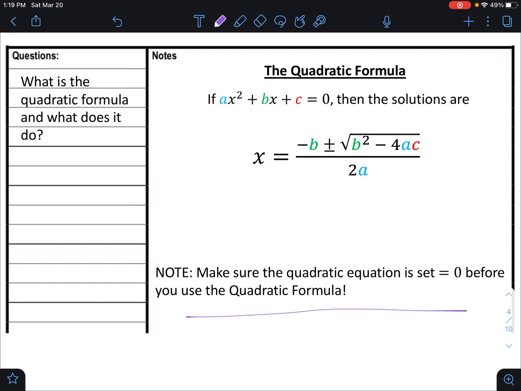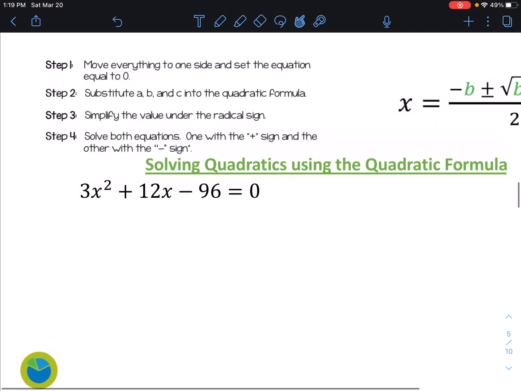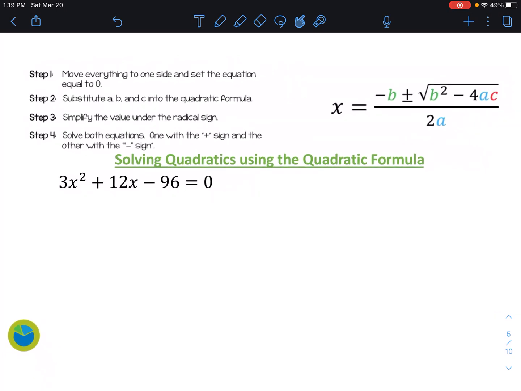So again, as I said here, it's really important that you set it equal to 0 before you use the quadratic formula, or it won't work. And remember, a, b, and c are your coefficients. They should just be numbers, okay? All right, so how does this work? Well, step 1, move everything to one side, set it equal to 0. We kind of said that right away. Then your a, b, and c, once you've identified those, make sure that then you're plugging into the appropriate place. You're going to simplify everything underneath the radical sign, and then you'll solve. You should have 2 answers for all your problems.